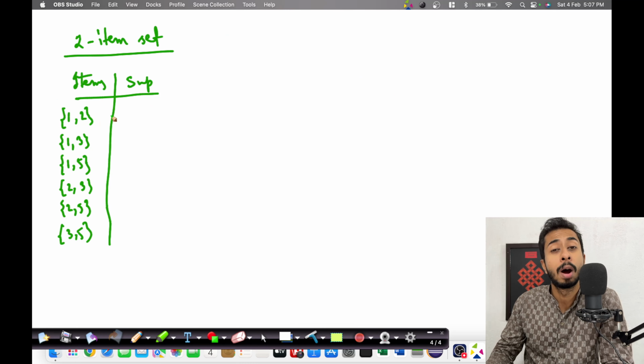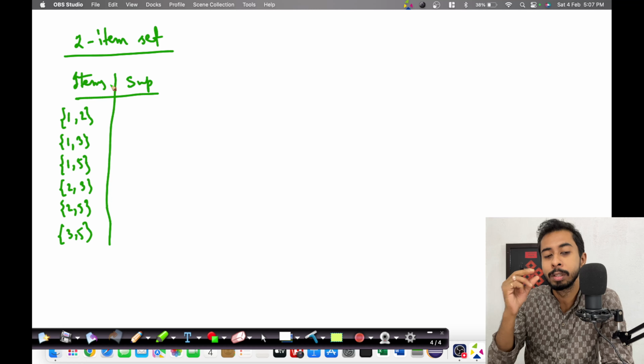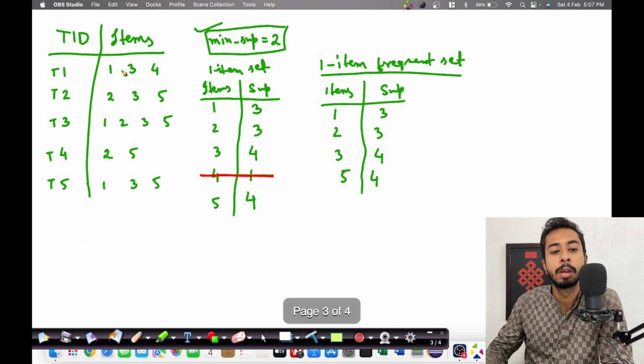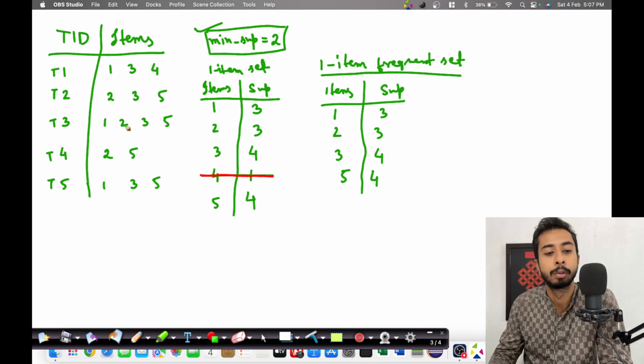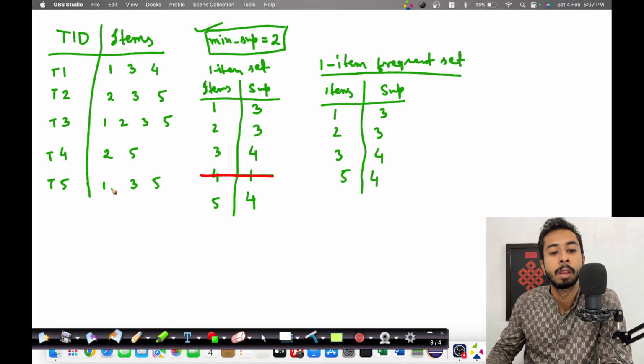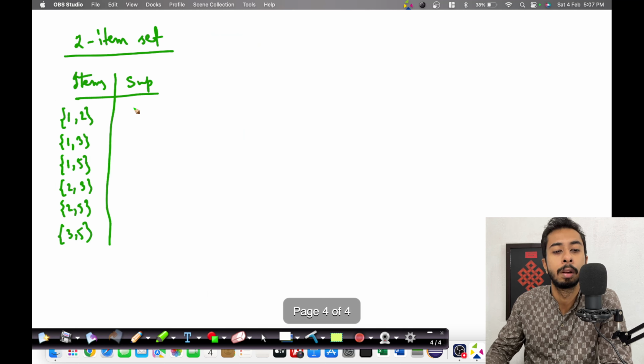So I have to find out 1 2. What is the frequency that 1 2 has occurred? In how many transactions has 1 2 occurred together? Here 1 2 is not occurring together. Here also 1 2 is not occurring together. In transaction 3, 1 2 is occurring together. So the count is 1. In T4 also it is not occurring. In T5 also it is not occurring. So only in T3, 1 and 2 are occurring together. So we'll write the support count as 1.